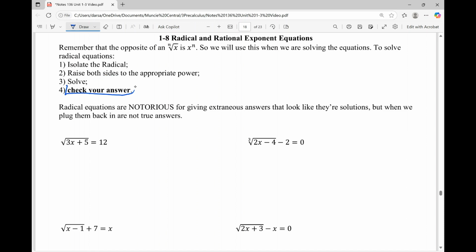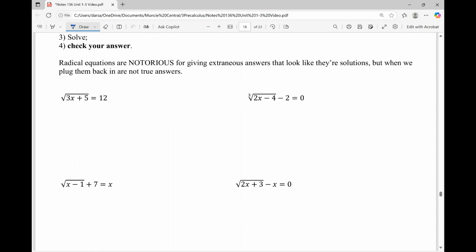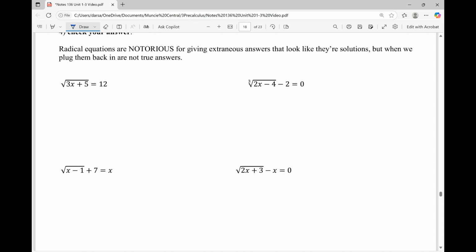The second most important part, I should say, is that you should always check your answer. Radical equations are notorious for giving you two answers, but when you go back and check, only one of them works. That's just the nature of a radical equation. So let's look at these first two examples and see if we can apply these four steps.